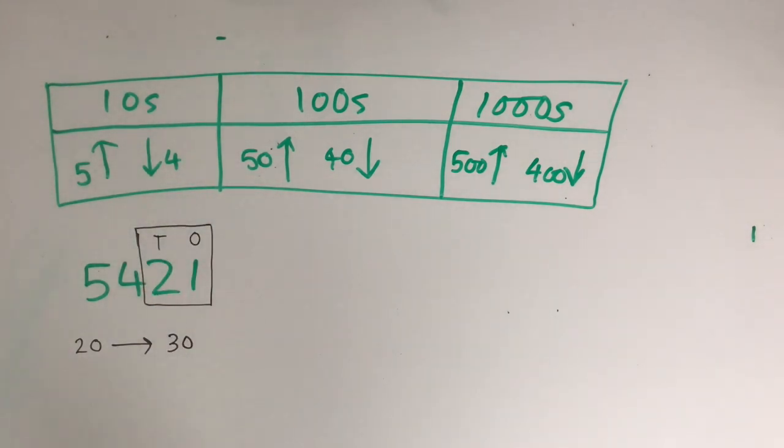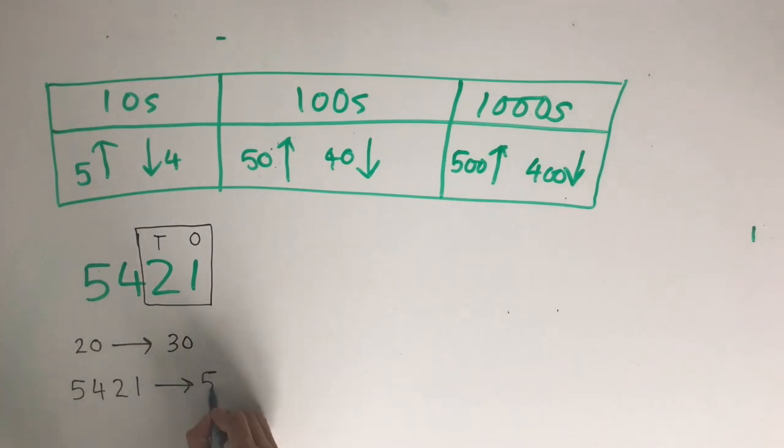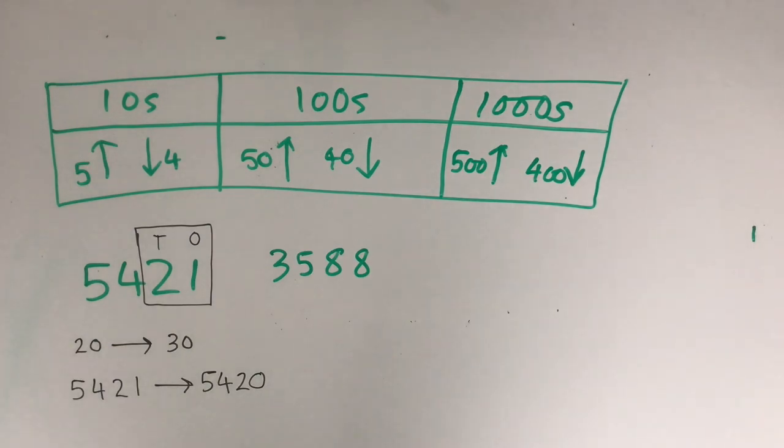Here we have 1 1. 1 1 is less than 4, so we round down. 5,421 will round down to 5,420.